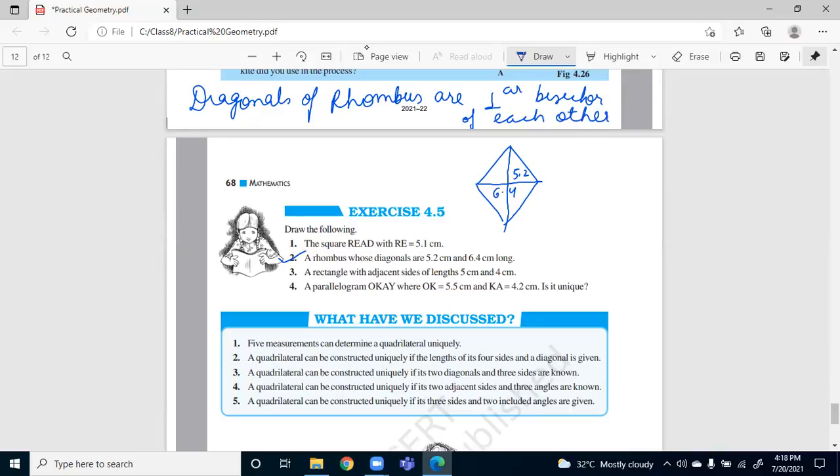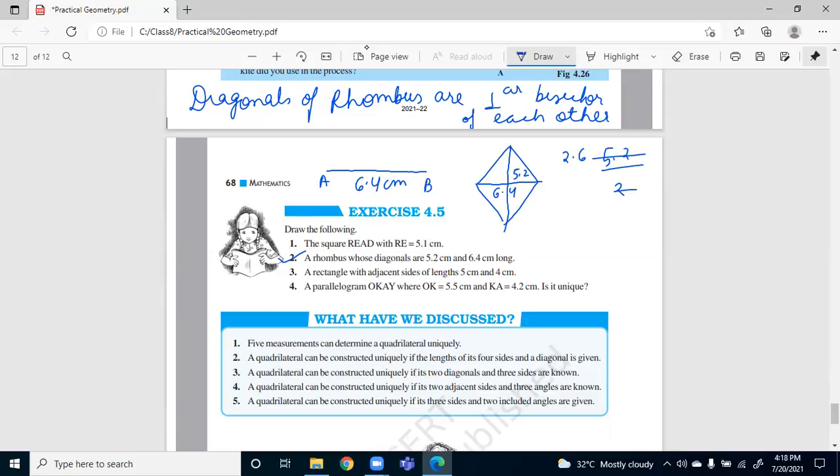Okay, so what I will be doing, Anmol, first, I will be drawing 6.4 centimeter. Achha, 5.2 ko half karoge to 5.2 ka half kya aayega? That is 2.6. So I can draw 2.6. Usme koi problem nahi hai. So I will draw this line of 6.4 centimeter and I will name it AB.